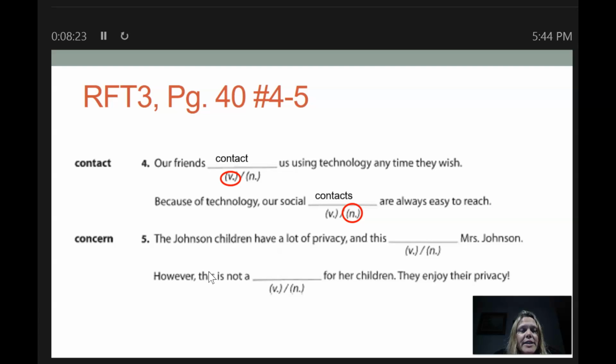Let's take a look at number 5. Concern. The Johnson children have a lot of privacy. And this, there's the subject, this, Mrs. Johnson. I need a verb here, but oh my gosh, I put it as a noun. I can't change it. It should be a verb. This concerns Mrs. Johnson. However, this is not a for her children. They enjoy their privacy. This is not a, we need a noun here. This is not a concern for her children. They enjoy their privacy.